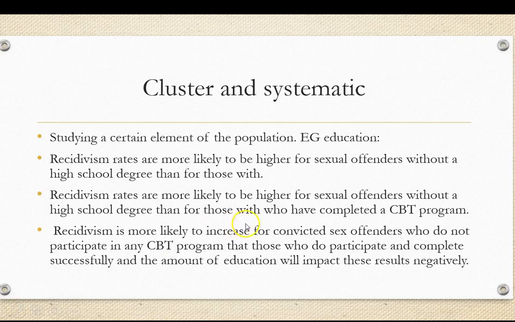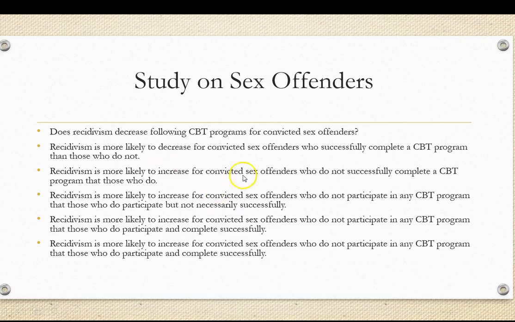Now, as I said, cluster and systematic cluster sampling would not really be appropriate for our hypotheses here, because we're not looking at any certain element within our population. Our population are already convicted sex offenders, and we're already comparing those that did participate and those that did not. So we're looking at it within this. We could easily pull a population from Minnesota and then from another state, so those that are not mandatory required.